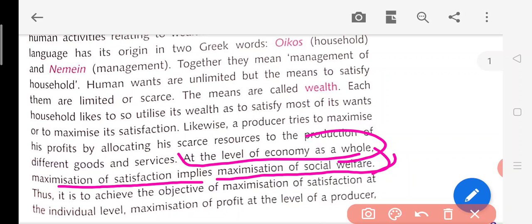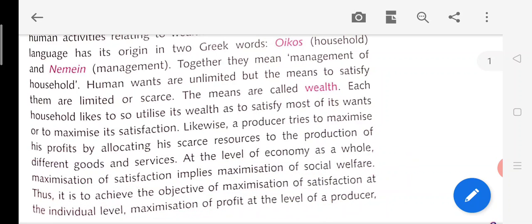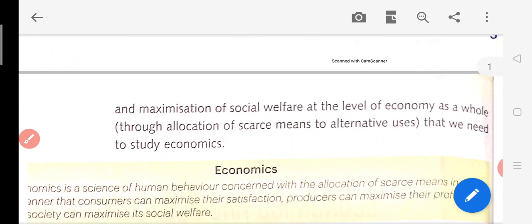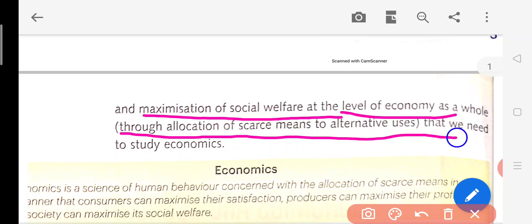Now after this, thus it is to achieve the objective of maximization of satisfaction at the individual level, maximization of profit at the level of producer. As I told you, they are talking about household, producer, and maximization of social welfare at the level of the economy as a whole, through allocation of scarce means having alternative uses, that we need to study economics.